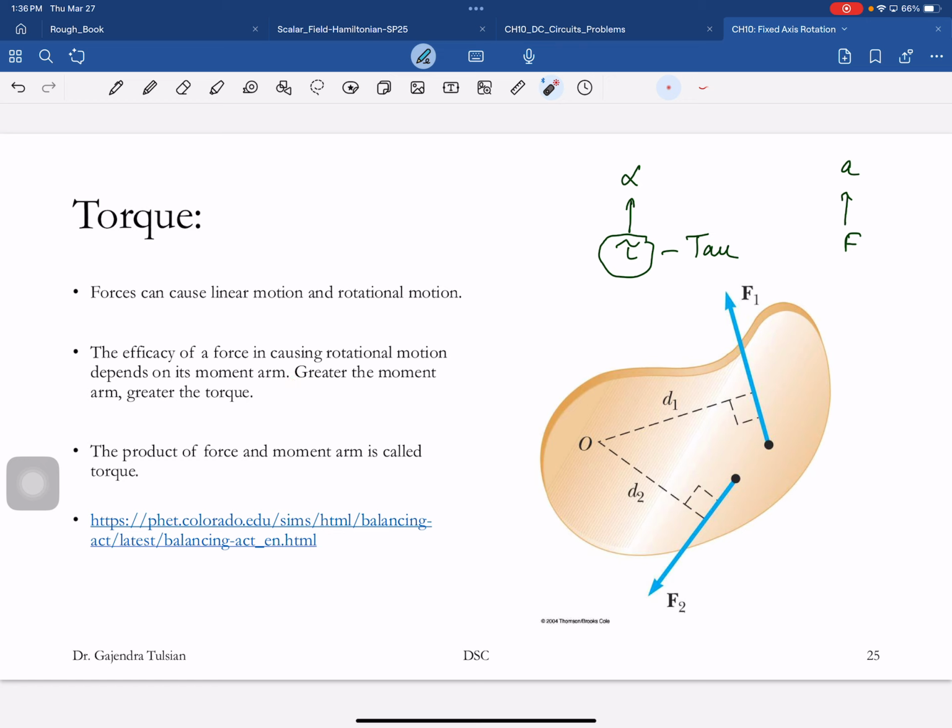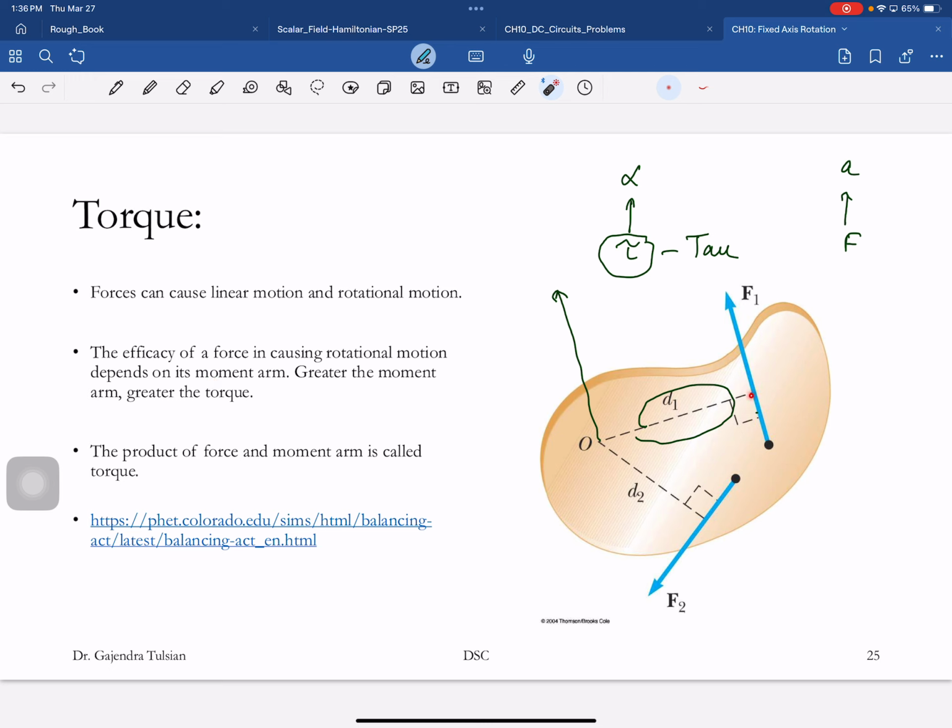So for instance, let's say this object was nailed there. If I take this force, the same force, and I apply it at this location, what will happen? And imagine that was the only force acting on it. Nothing. It won't rotate. The force is the same, and when I reduce this moment arm to 0, its torque went to 0. Okay? So the efficacy of a force in causing rotational motion depends on its moment arm.